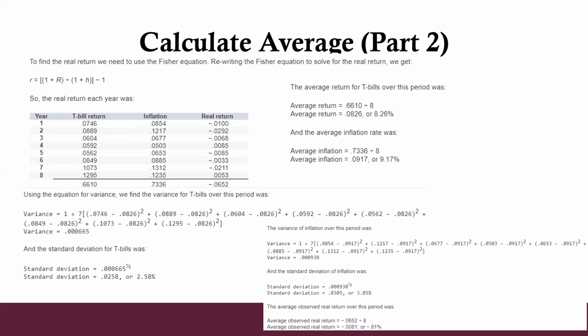So if our real return is minus 6.5%, what that means is while we're getting money from the T-bills, the money we're receiving doesn't keep up with the increases due to inflation. So we can be going up, but from a real standpoint, we're actually losing money because of that loss of purchasing power.